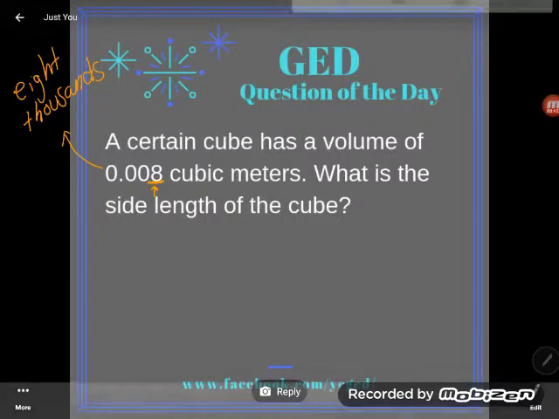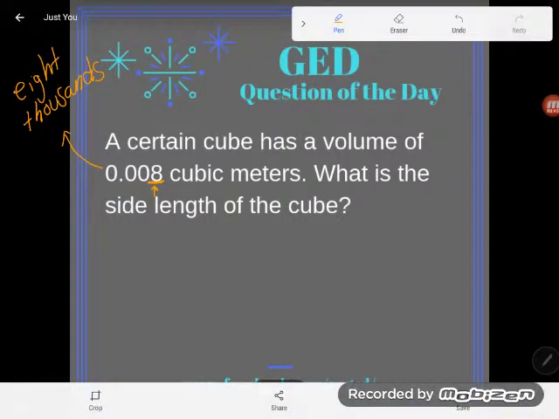of a cubic meter. So we know the volume of this particular cube. We know how much space is within this 3D shape. That's what volume is, how much space to fill up a 3D shape. But we don't know the side length of the cube. And this is a tricky problem. Let's start by drawing a cube.